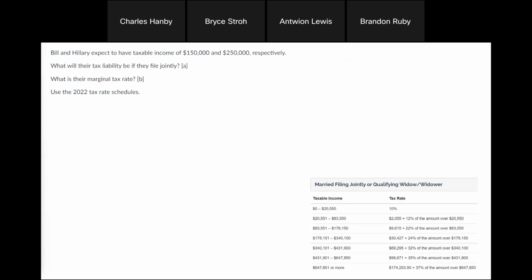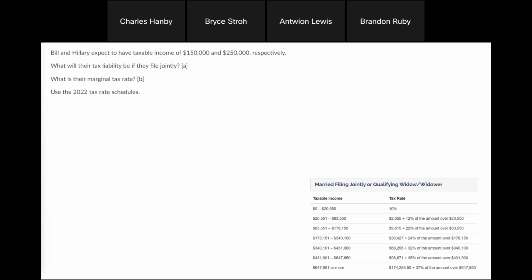So Bill and Hillary. These are tax liability calculations. As I said in my email, you'll need to print out the tax rate schedules. They are on Canvas, under modules, under materials for exam one. You need to print that out. You'll be able to use that in addition to your one-page cheat sheet, 8.5 by 11 inches front and back.